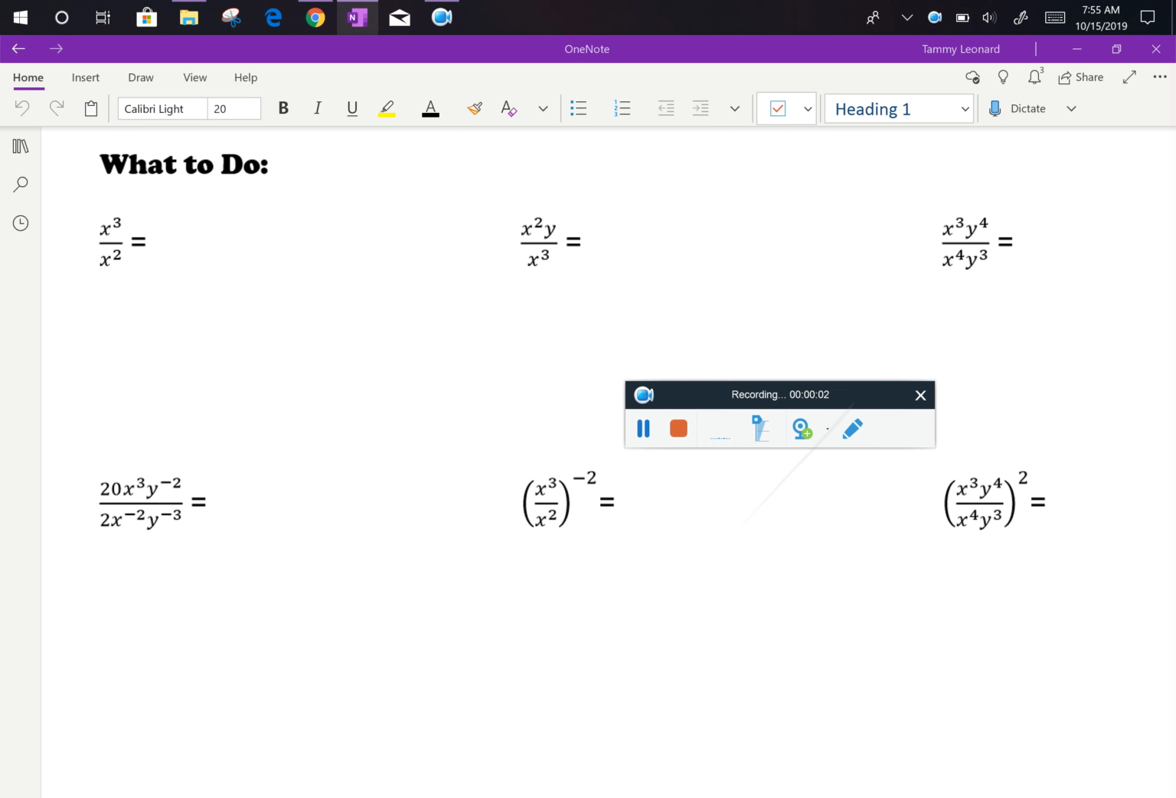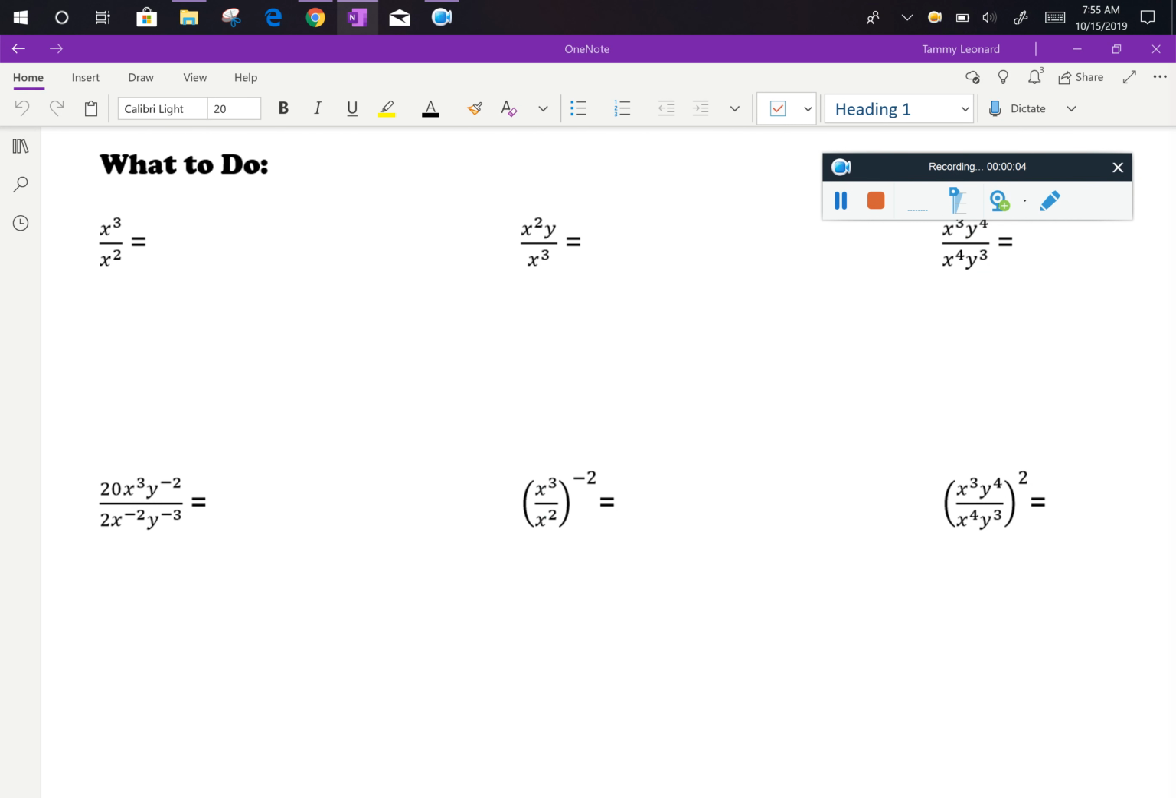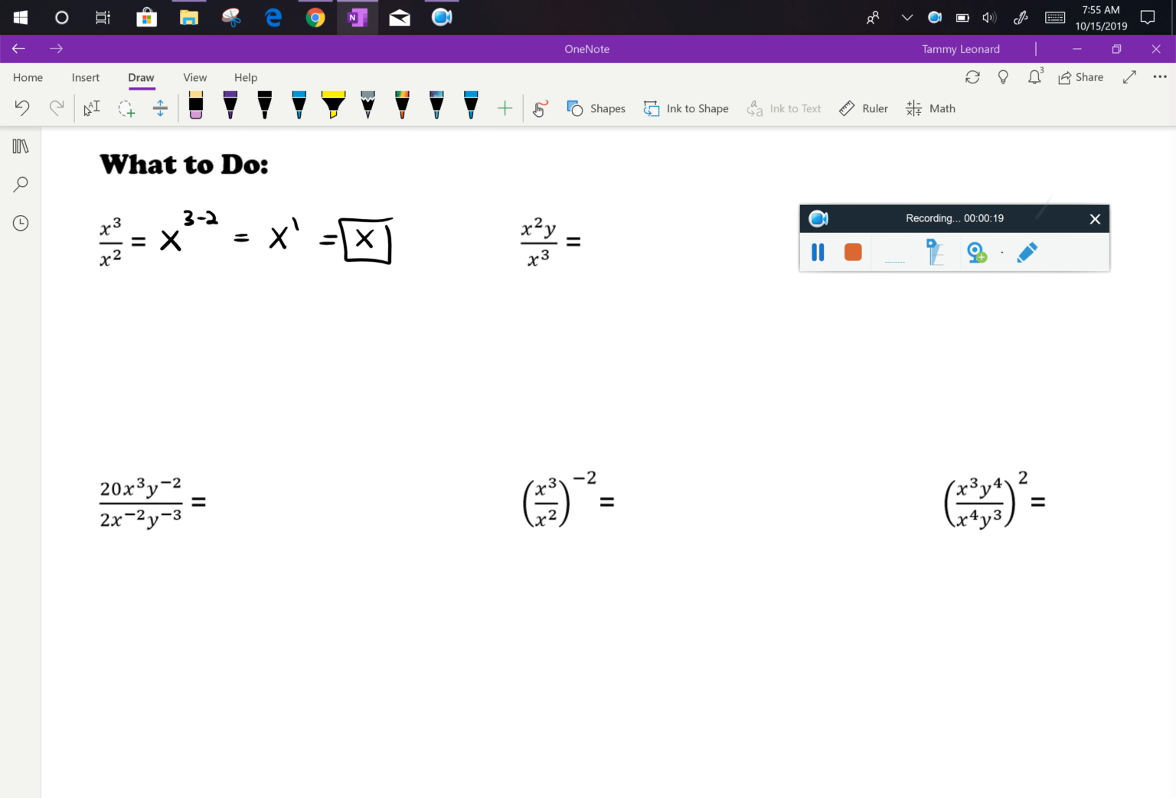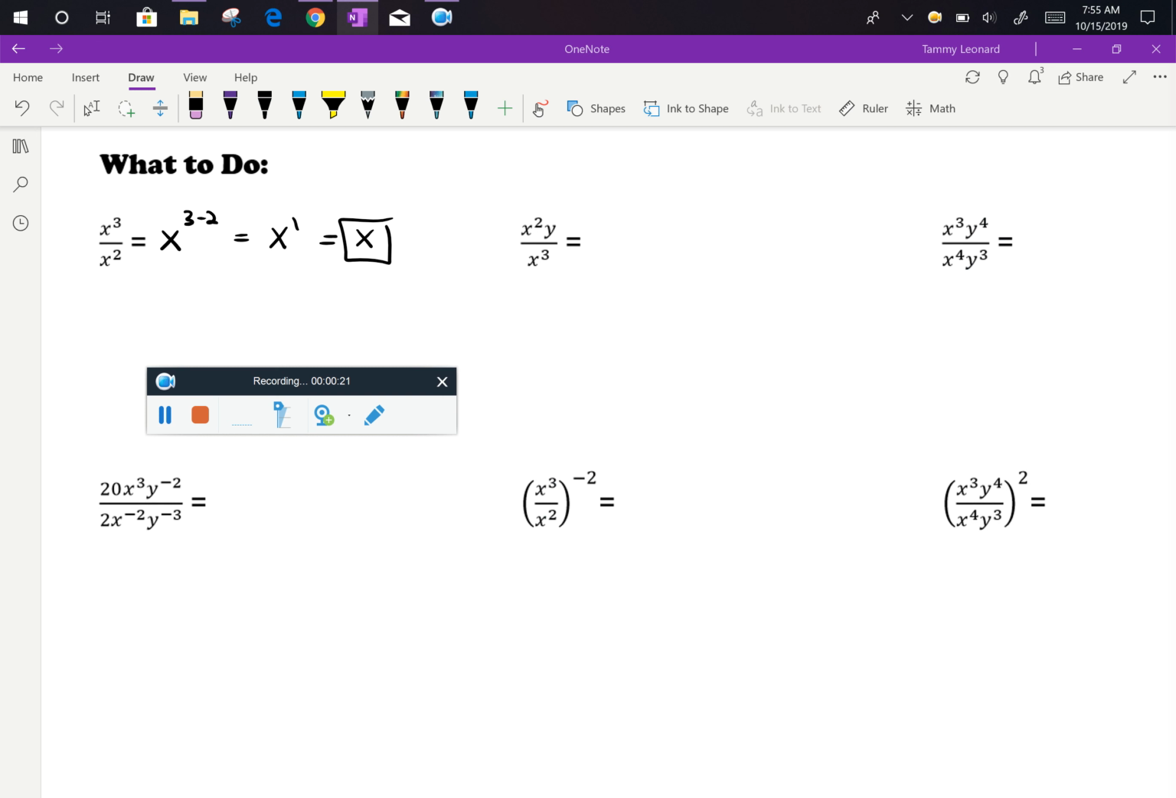Using the quotient rule, when we see x cubed divided by x squared, we're going to use the thinking that this is x to the 3 minus 2, or x to the first. Since we know that x to the first, nothing's really happening, this is just equal to x for our final answer.